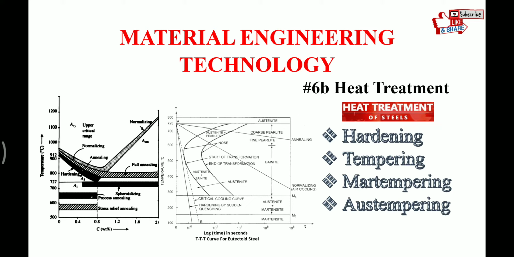So friends, in the last video we studied annealing and various methods of annealing, and we saw normalizing. In this video we will see hardening or quenching, then tempering, and after that martempering and austempering. So let's begin with this video.